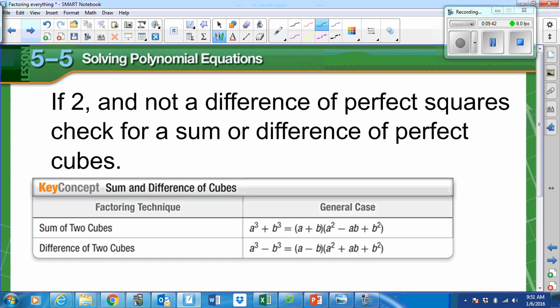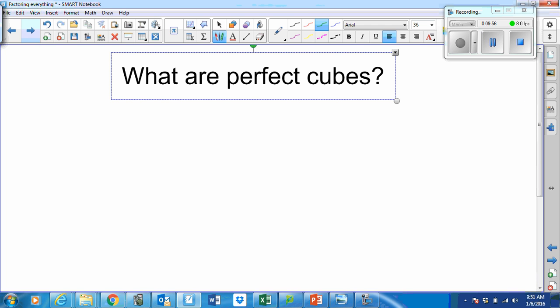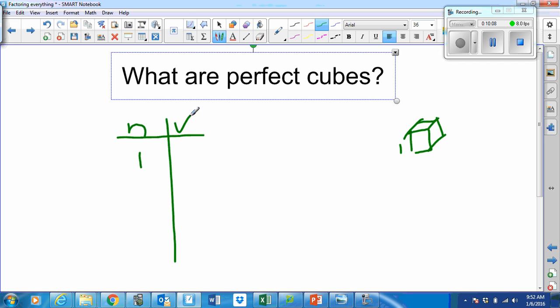All right, the other thing you want to check for when you have 2 terms and it's not a difference of perfect squares is you check to see if you have a sum or difference of perfect cubes, and we're going to look at how you factor that. Now we need to ask ourselves, what is a perfect cube? And a perfect cube is basically if you have a cube and you look at the side length, if that side length is 1, what's the volume of that cube? So we'll say n is the side length, and the perfect cube is basically the volume of that cube.